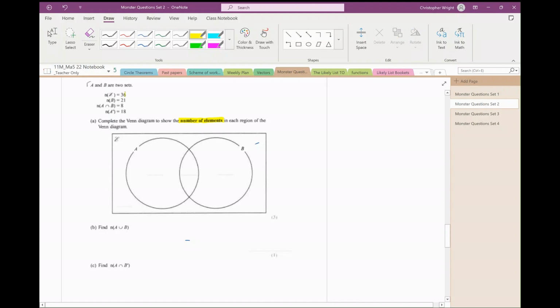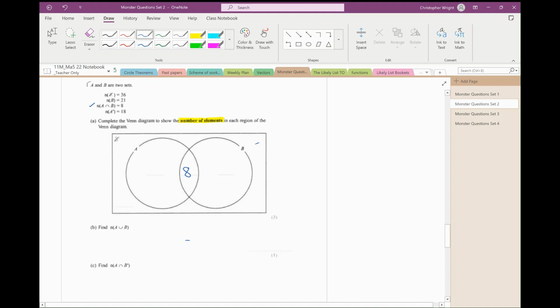Right, well, I know there are 36 elements in the universal set, but I'm not sure where to put them. I know there are 21 elements in B, but I'm not sure where to put them, because some might be here and some might be there. Aha, look, there are 8 elements in the intersection. Good, so that's dealt with that piece of information.